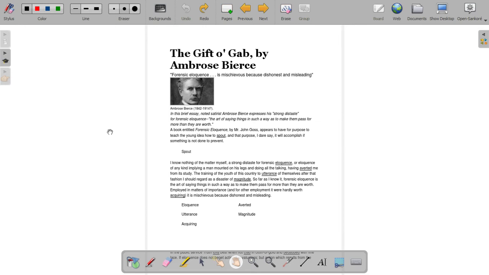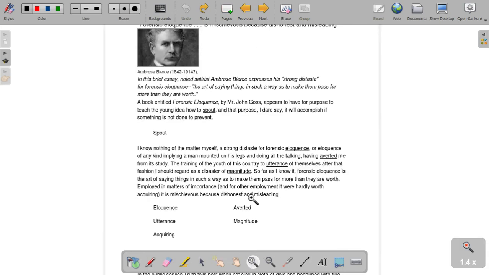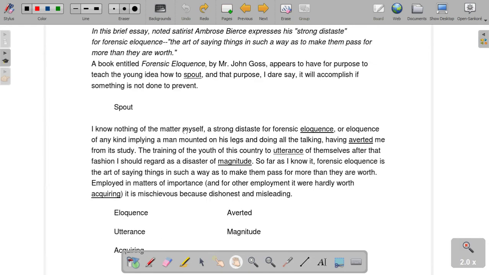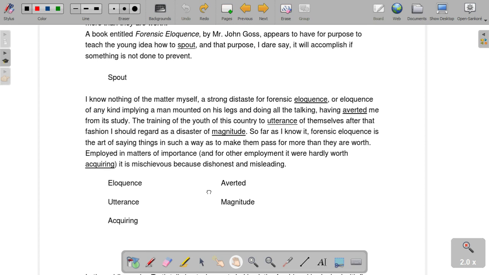Okay, let's finish this up really quick. This is the Ambrose Bierce one. So we talked a little bit about what each of these words mean, and we'll continue talking about it a little bit more. Let's see. Did we get to the second paragraph? I don't remember if we did. Did we finish this paragraph here? I don't think so. Okay, so let's talk about this paragraph.